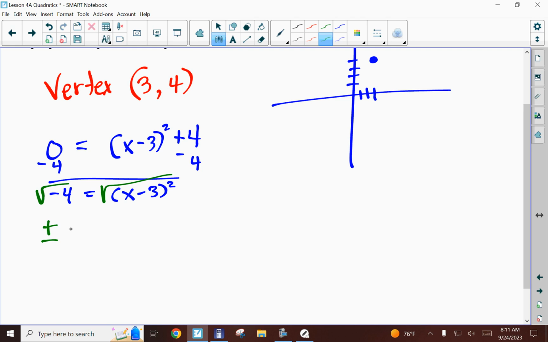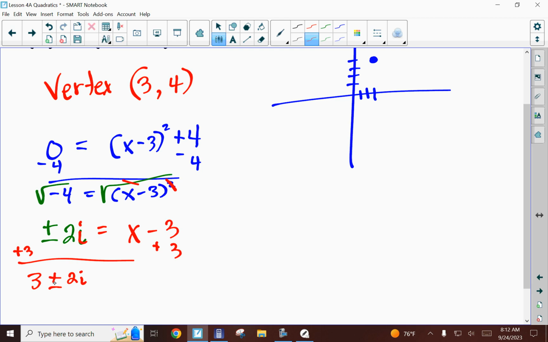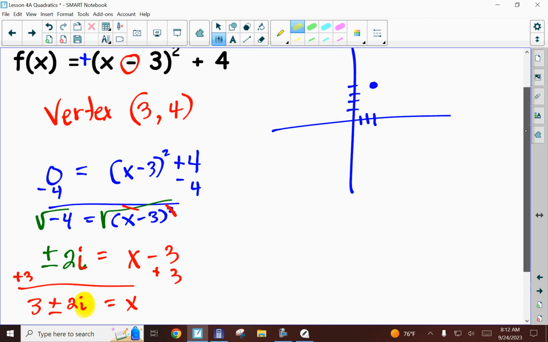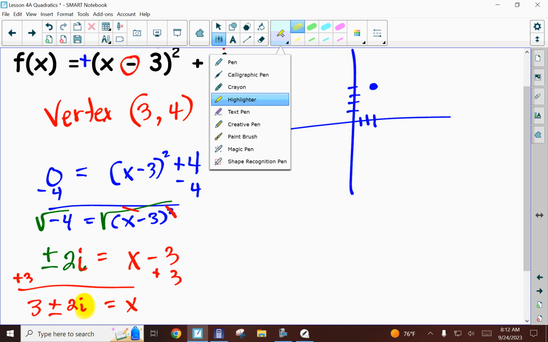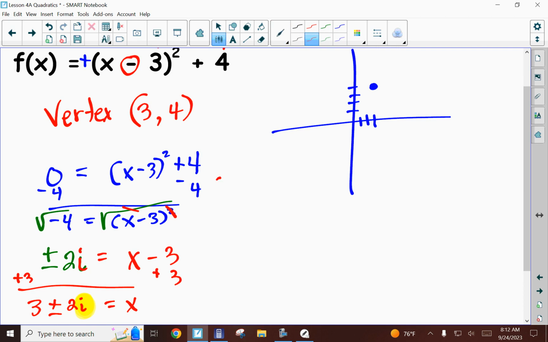Now I'm doing this because if there was no negative there, that's going to show you where it's going to cross the x-axis. But because it has this i, that i right there is a red flag telling you that this thing is imaginary. So then the last step, because the square and the square root cancel each other, would just be to add the 3 over. So this would be 3 plus 2i, and then 3 minus 2i equals x. And because it has this i on it, you cannot graph it because our graph paper is set in the real number system. Real numbers only go on graph paper, basically, is what that means.